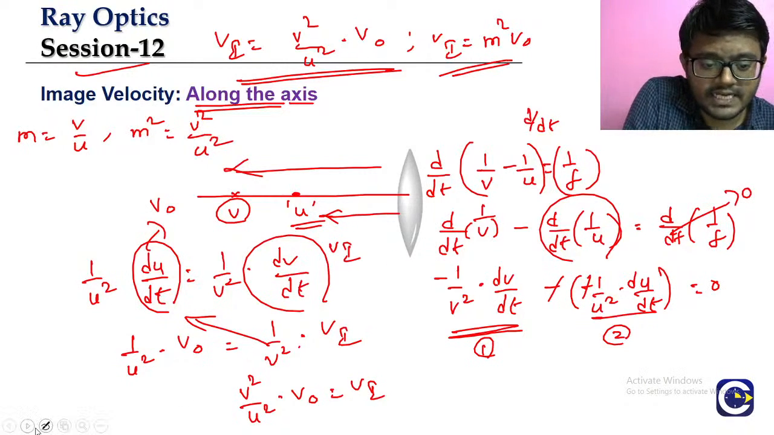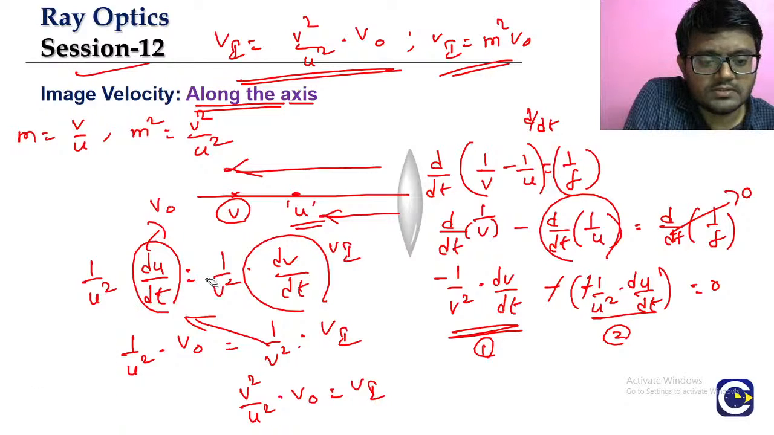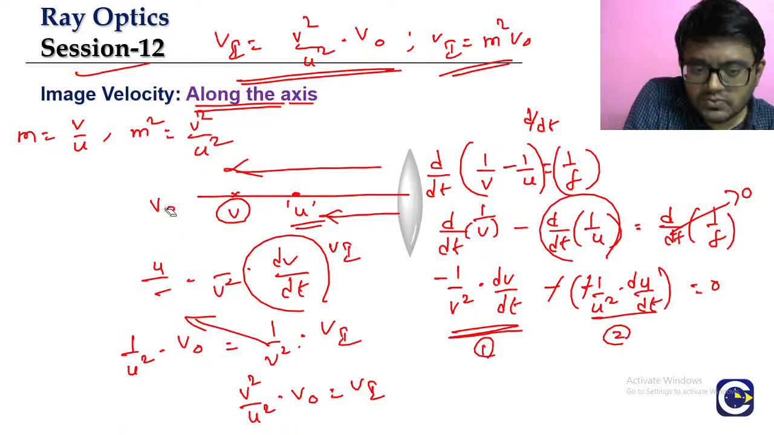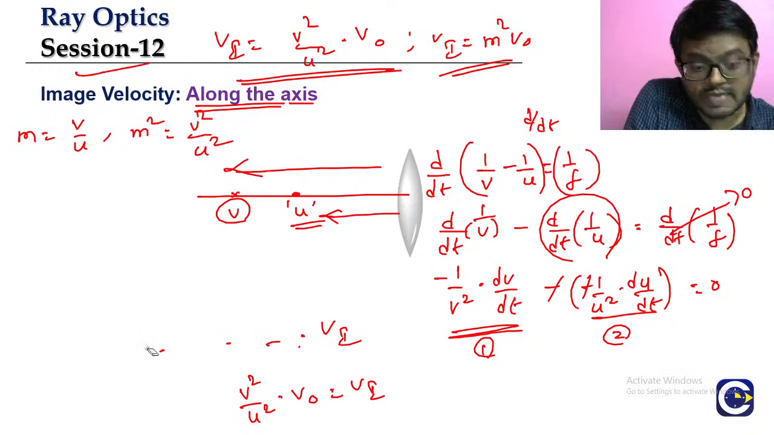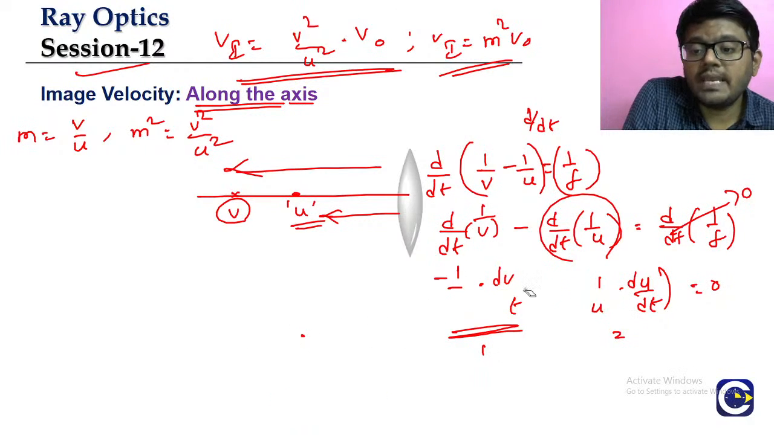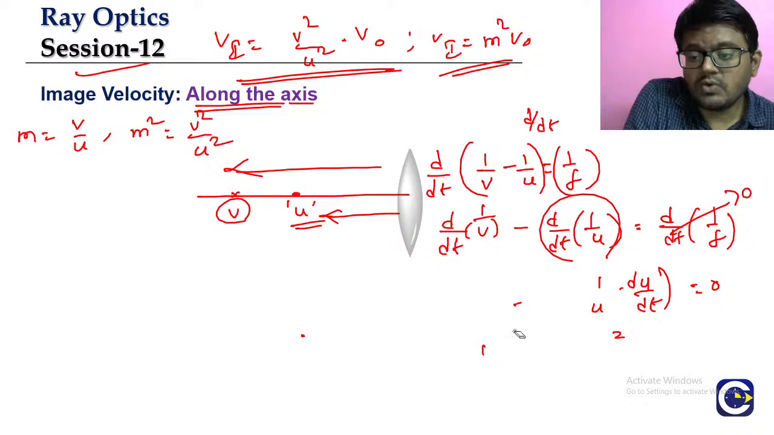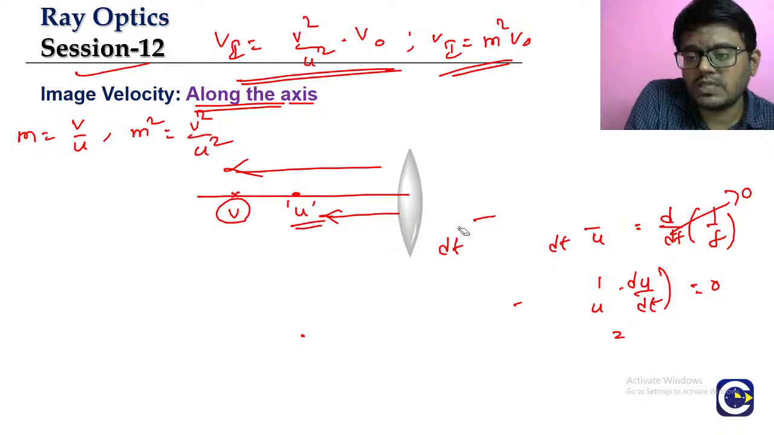What is the relation here? Velocity of the image will be equal to V square by u square. We can also express it as M square into velocity of the object. So here you can make one conclusion. When you look at this relation, velocity of the image is equal to M square into velocity of the object.